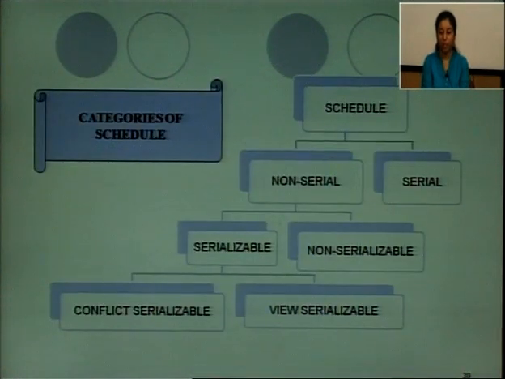This is the categories of schedule. You can say the schedule has two main types of categories. First one is a non-serial schedule and the other is a serial schedule. Again, the non-serial schedule is divided into two main types. First one is a serializable schedule and another is a non-serializable schedule. And the serializable schedule is again divided into two main types. First one is conflict serializability and second is view serializability.